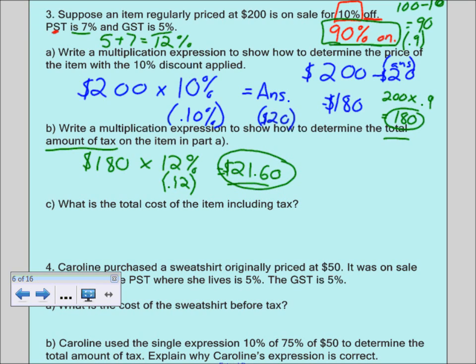What is the total cost of the item including tax? Including tax is $180 plus $21.60 equals $201.60.